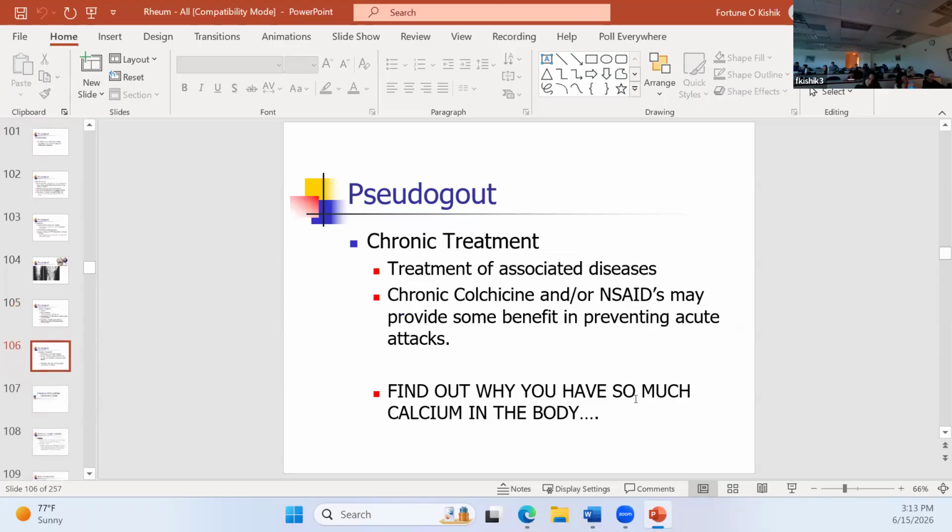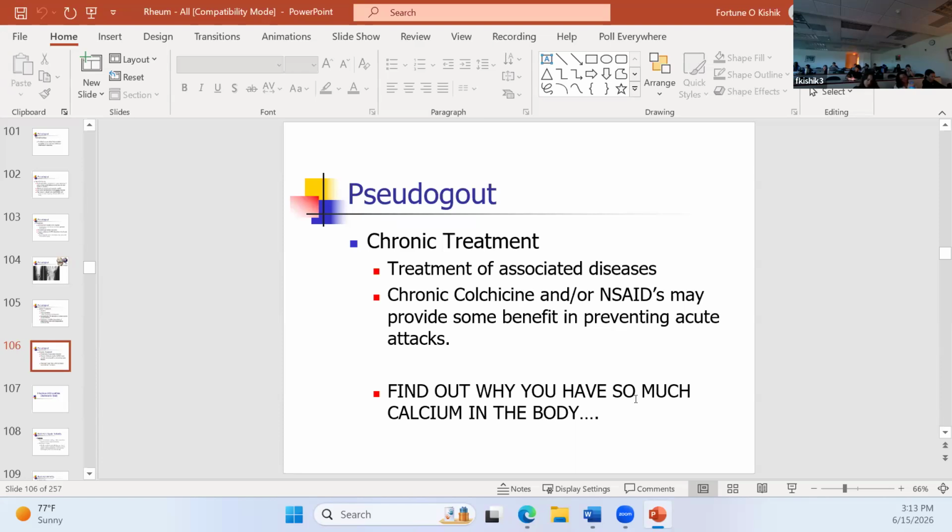But what you should not do is give allopurinol to patients who have pseudogout. It makes no sense to do that because the problem is calcium. It's not uric acid. We're not trying to get the kidneys to push out the uric acid. The problem here is calcium that's built up.